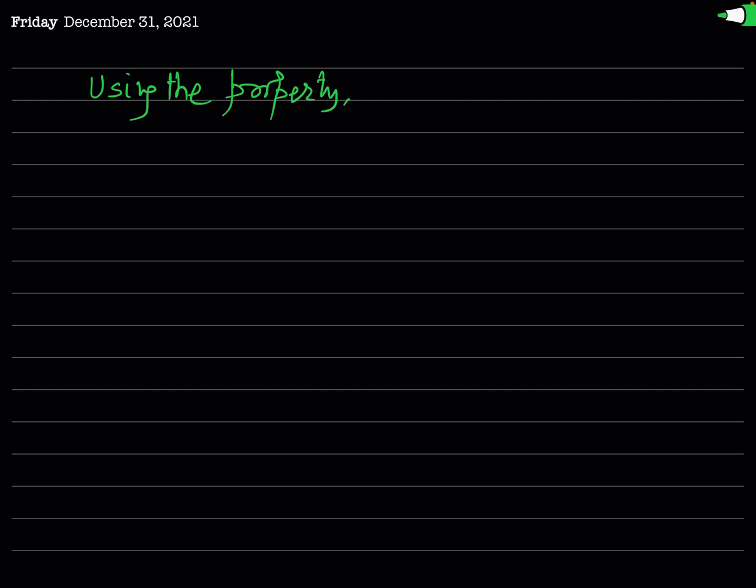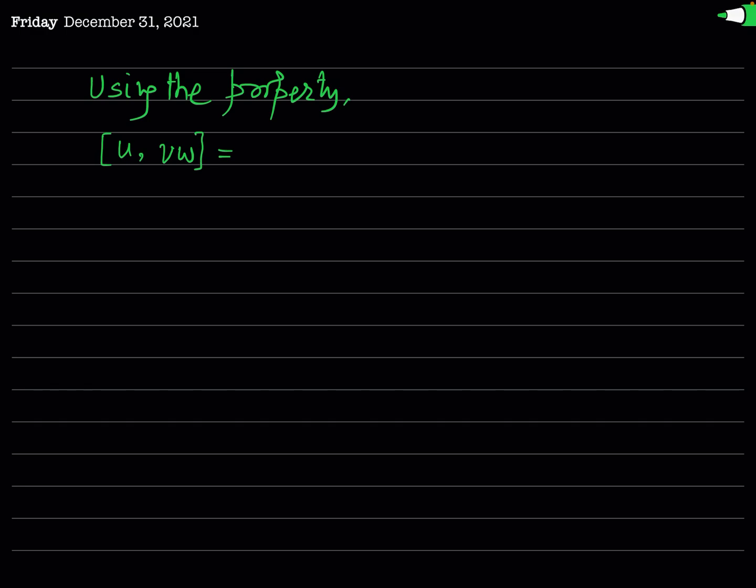Using the property you have studied in the first lecture on Poisson bracket, this property of Poisson bracket says the Poisson bracket of U and V times W.